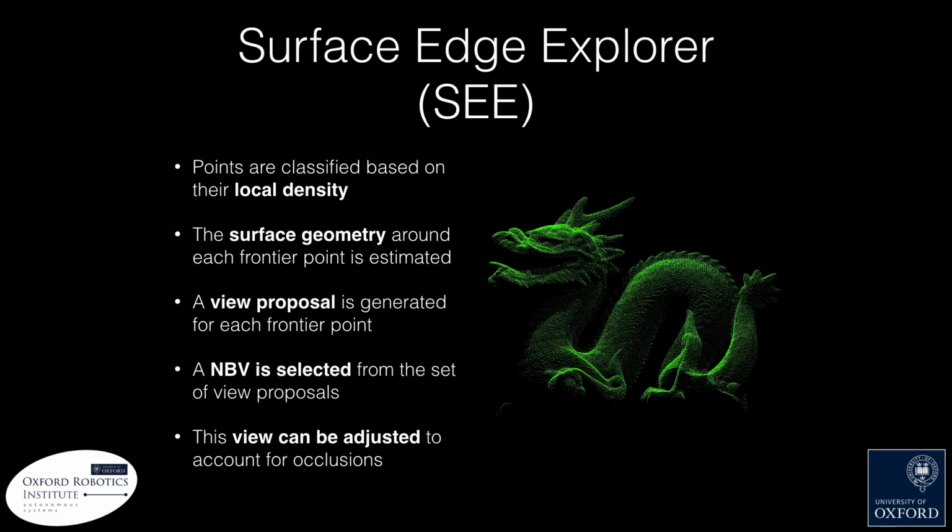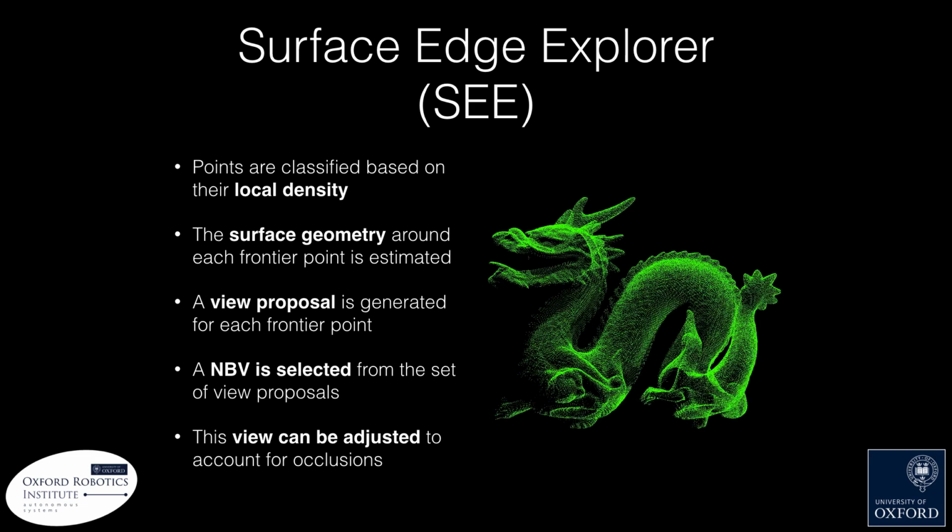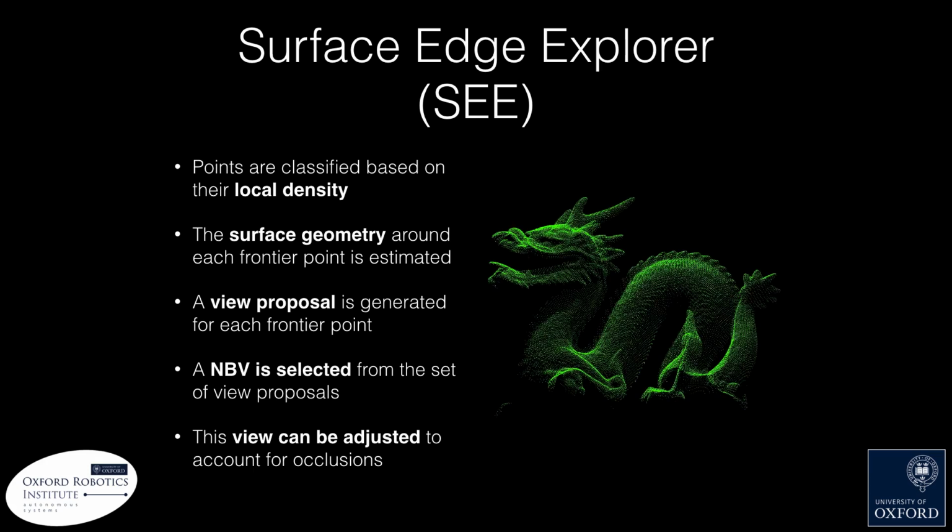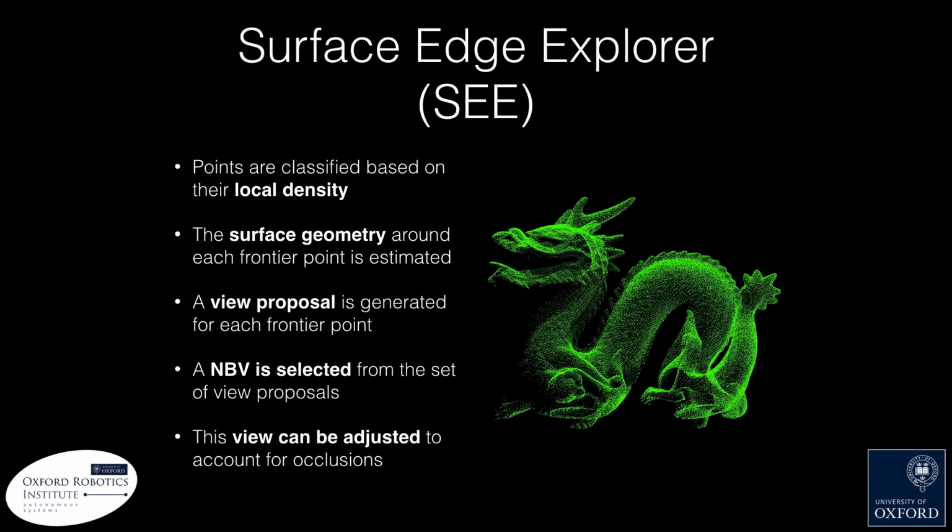The next best view is selected from these proposals to reduce the distance traveled by the sensor. Views that do not expand frontiers on discontinuous or highly non-planar surfaces can be adjusted. SEE continues to select next best views until there are no more frontier points remaining.